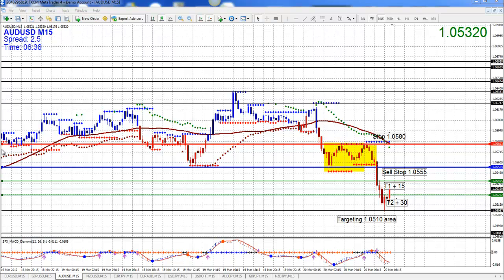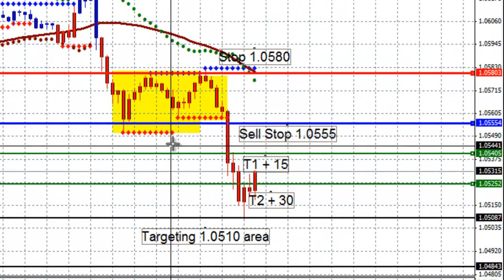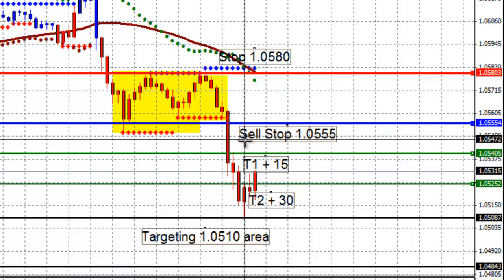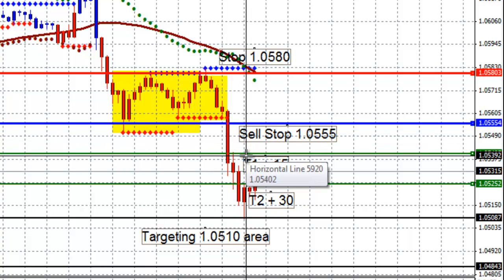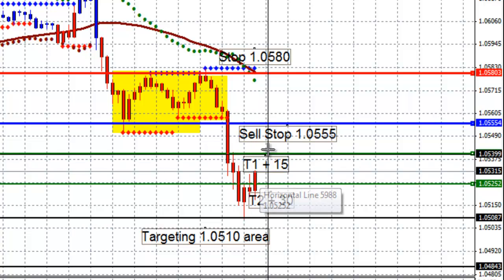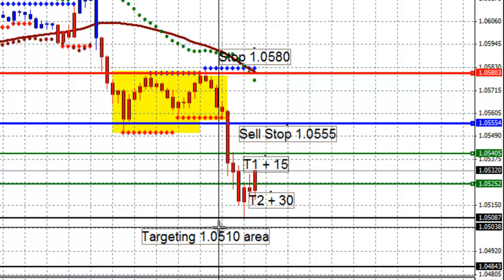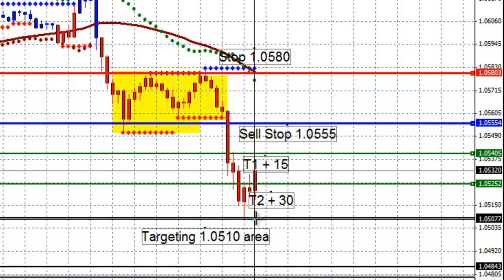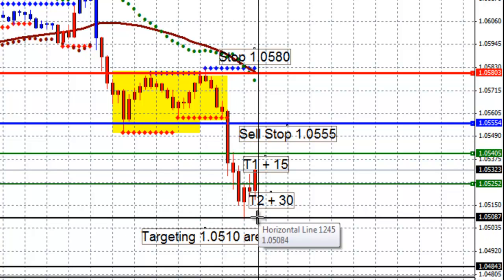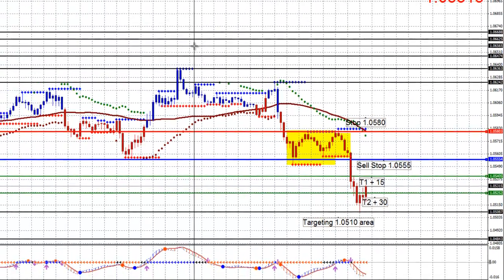This is the Australian US dollar 15-minute chart. And you can see we put a sell stop at 1.0555. We set a target of 15 pips and a second target of 30 pips there at 105.25. You can see they both hit. And also I identified, when we were up here, a target in the 105.10 area. And this is just a little trivia: the low today on the Australian dollar is 105.08. And as I say that, price is now cycling up to the 105.32. Okay, we're completely out of this trade.